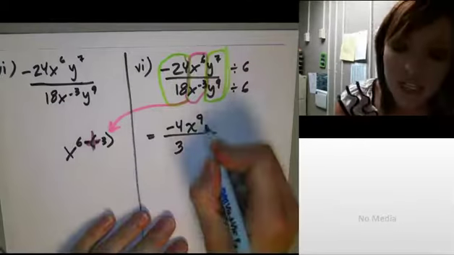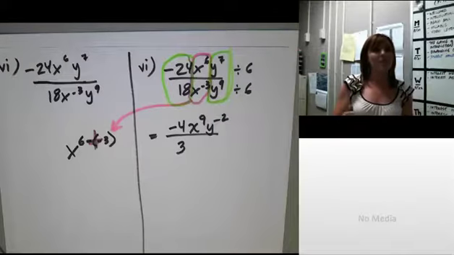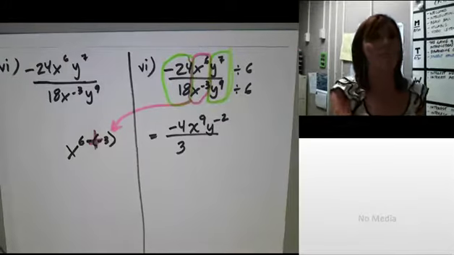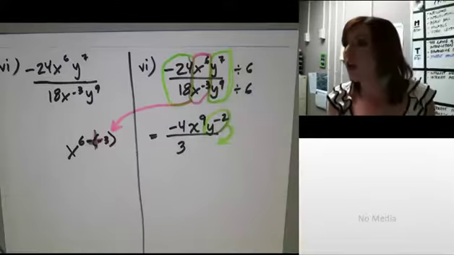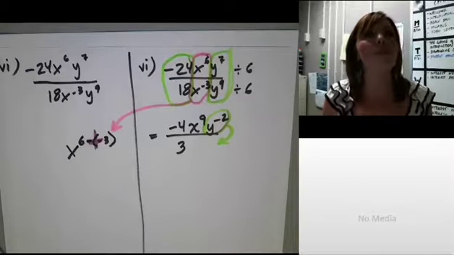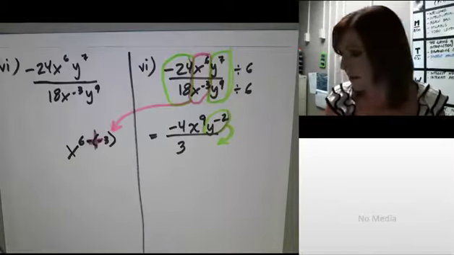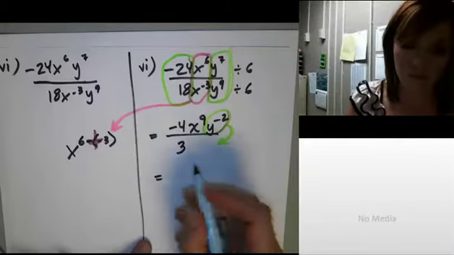Can we leave it as y to the negative 2nd? No. What do we have to do? That's good. We have to move it so that it's no longer a negative exponent. To do that, we move it to the opposite side. So who can tell me what the final answer to this one is? The whole answer. Aiden? Negative 4x to the 9 over 3y to the 2nd. Excellent.